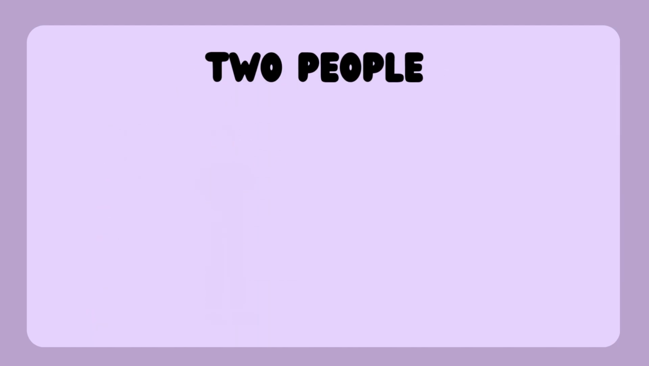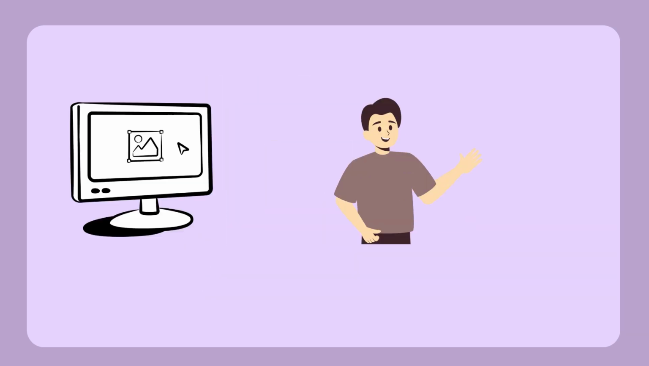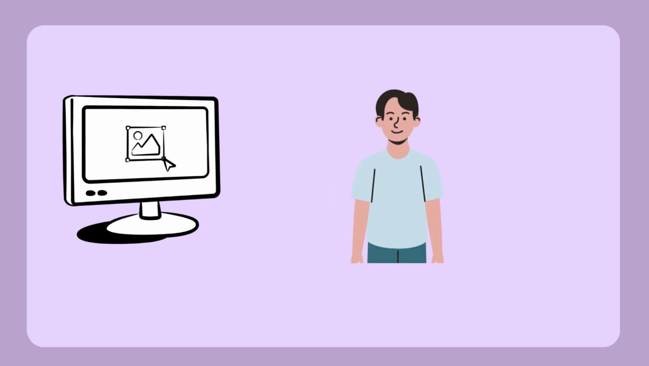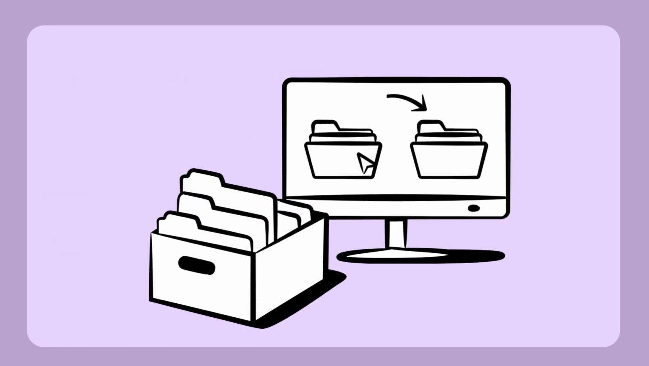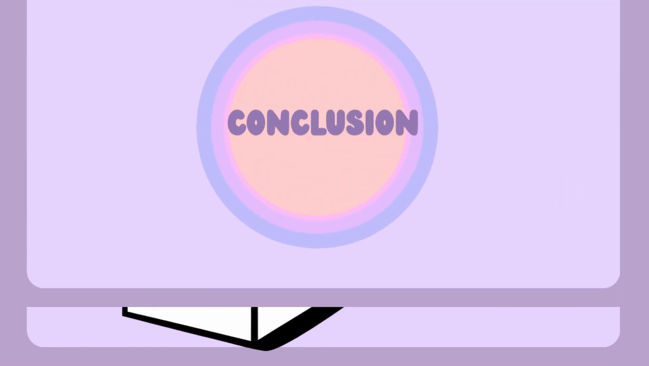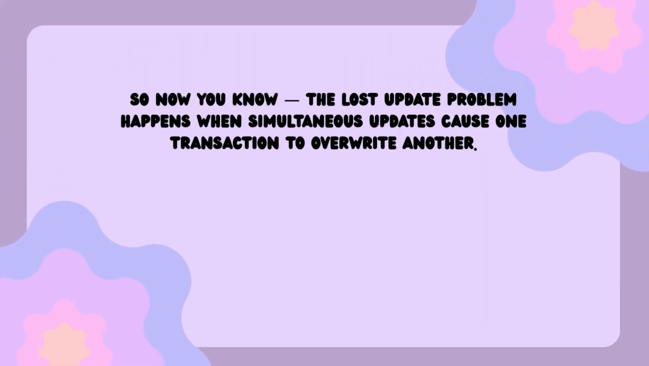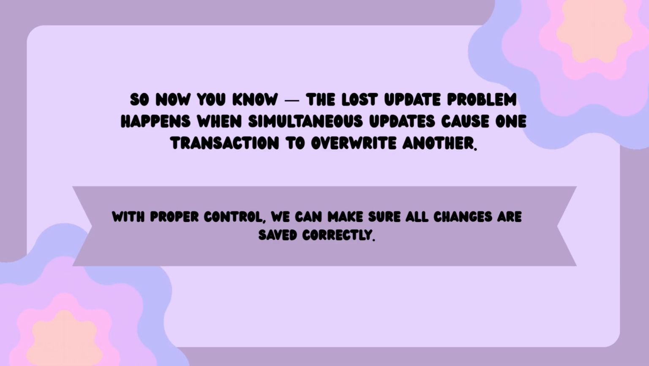Think of two people, T1 and T2, waiting to use a computer. T1 finishes everything first, then T2 starts. Serial execution avoids conflict by only letting one transaction run at a time. Conclusion. So now you know, the lost update problem happens when simultaneous updates cause one transaction to overwrite another. With proper control, we can make sure all changes are saved correctly.